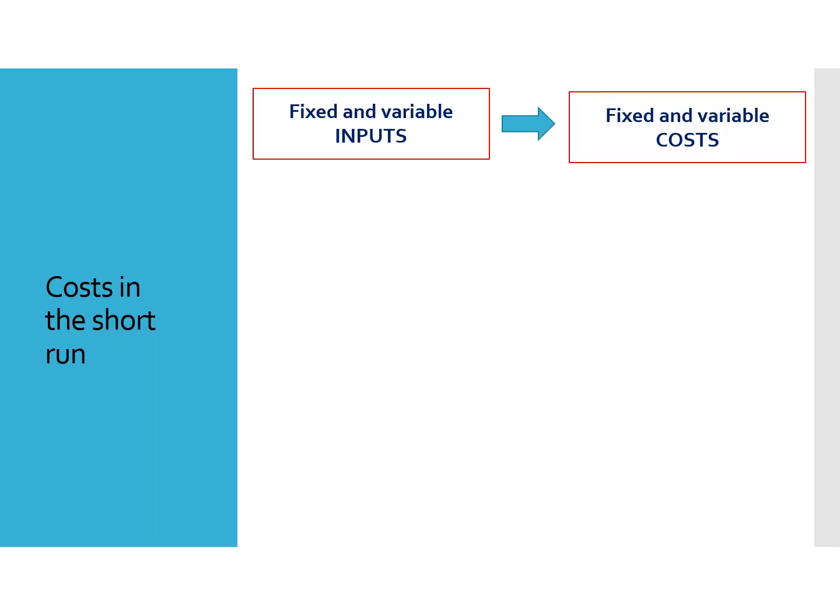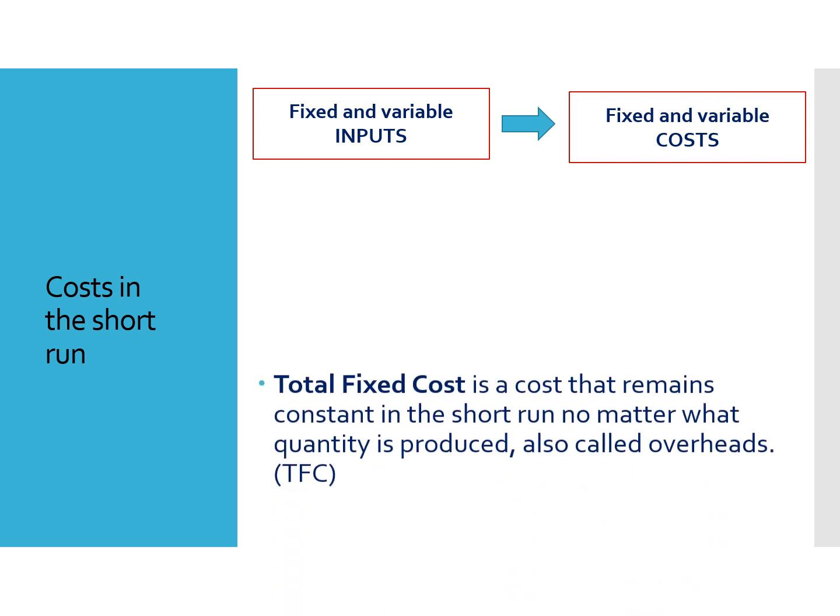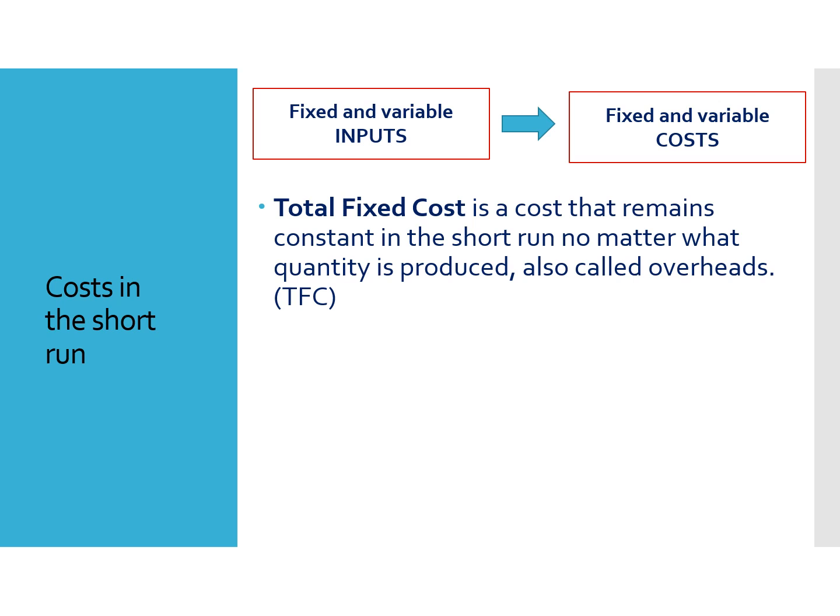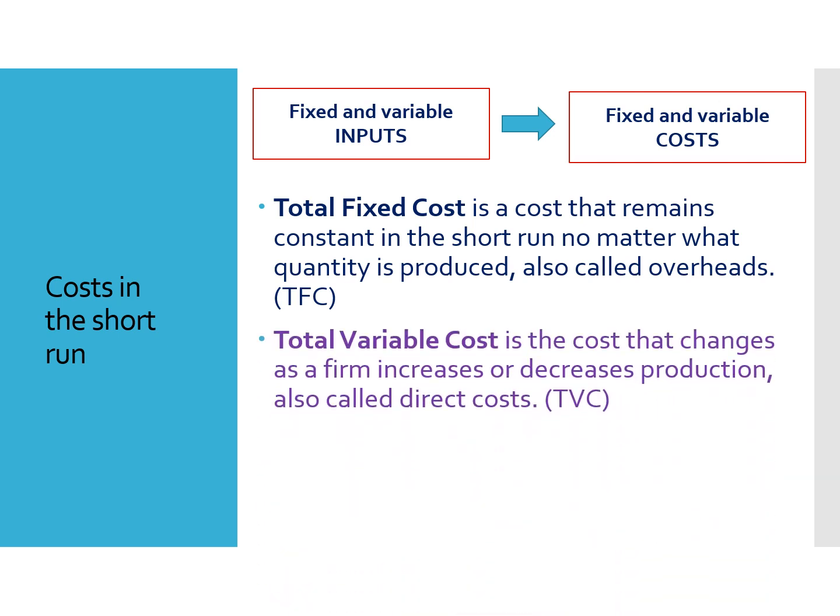Let's take a look. Because we've got fixed and variable inputs in the short run, we will also have fixed and variable costs. Your total fixed cost, you must be able to describe and then also be able to calculate. It is a cost that remains constant in the short run no matter what quantity is produced. It's also called overheads, and it will commonly be known as TFC. Please note as well that even if you produce nothing, you will still have a total fixed cost in your organization.